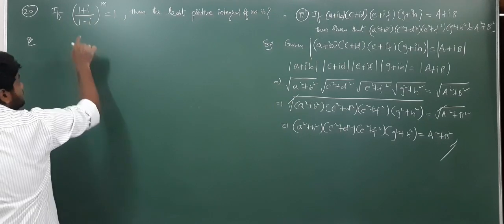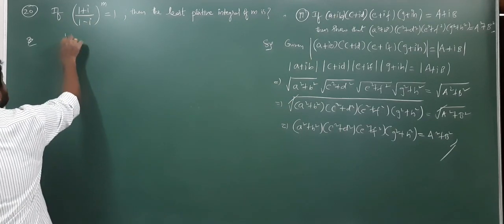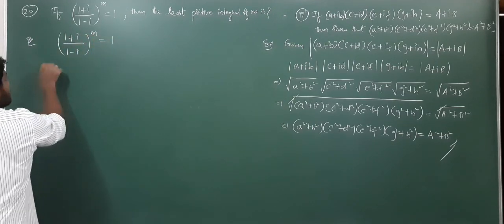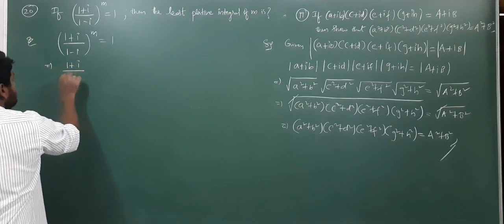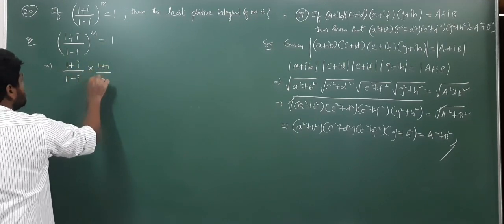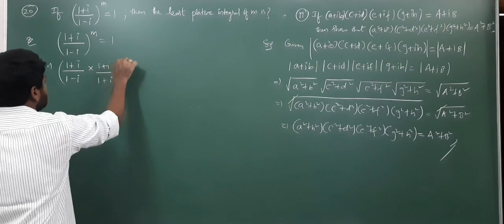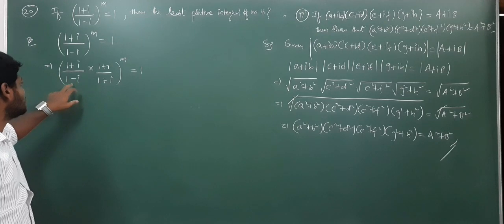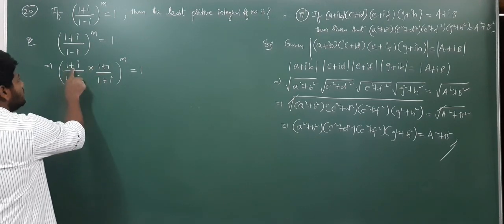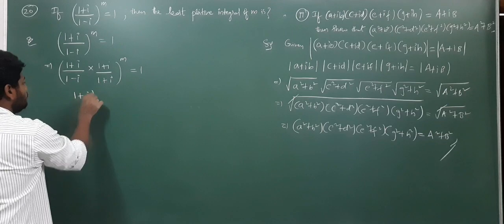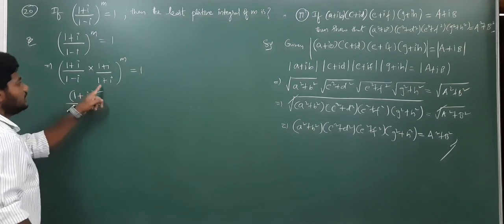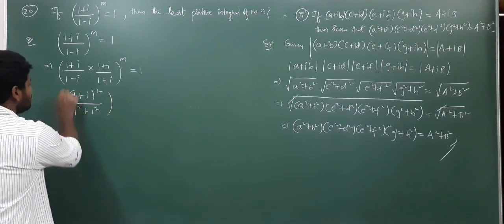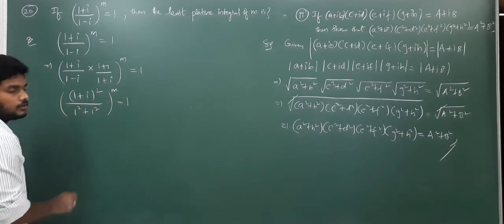Here the denominator has i, so what we need to do is rationalize. Given (1 plus i by 1 minus i) whole to the power of m is equal to 1. Next, multiply by 1 plus i by 1 plus i, rationalizing the numerator and denominator. Minus becomes plus, so the numerator is (1 plus i) into (1 plus i), whole square. The denominator is a plus ib into a minus ib, which is a square plus b square, so 1 square plus 1 square, whole to the power of m.